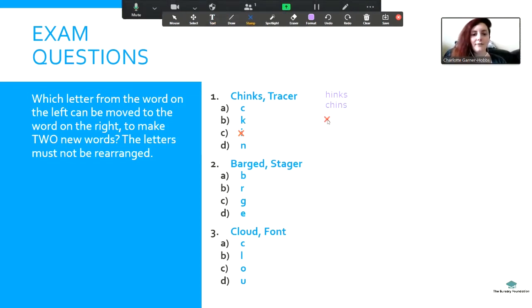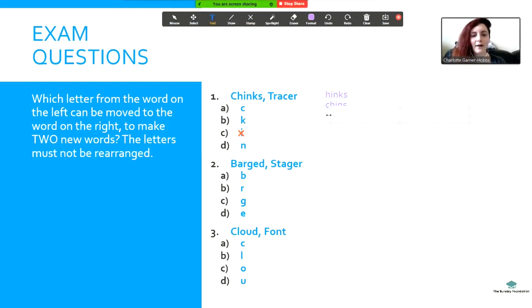And then if I press the wrong button, if I type in without the K, C-H-I-K-S, chicks, that's not how I spell the word chick. As a result, the correct option has to be B, K, because the only possible option here is chins. Still don't care about that second word because we've already got the answer.